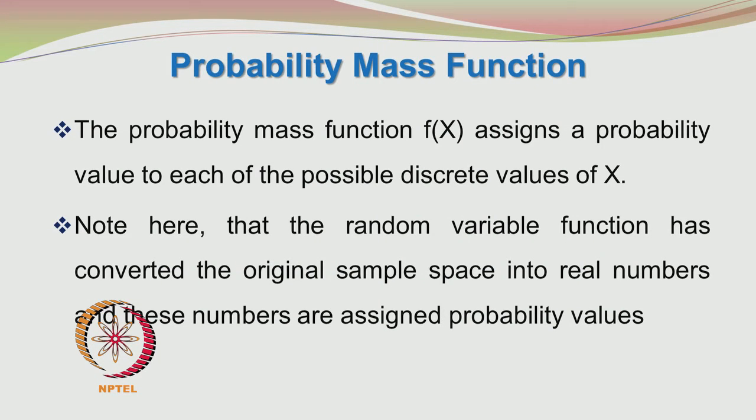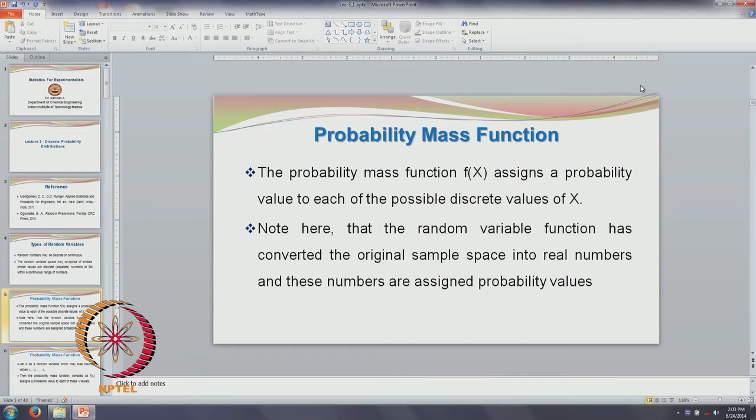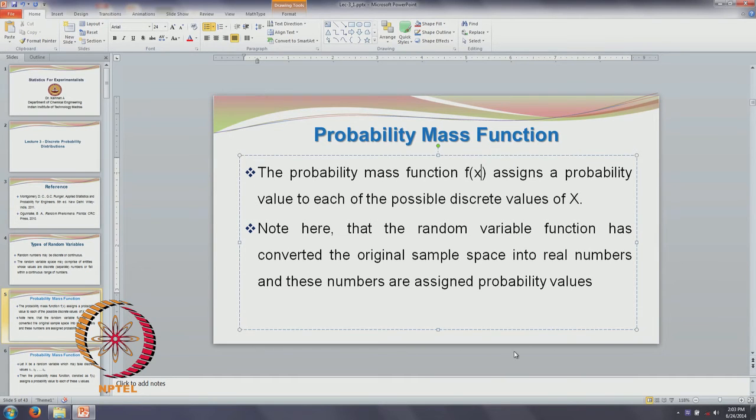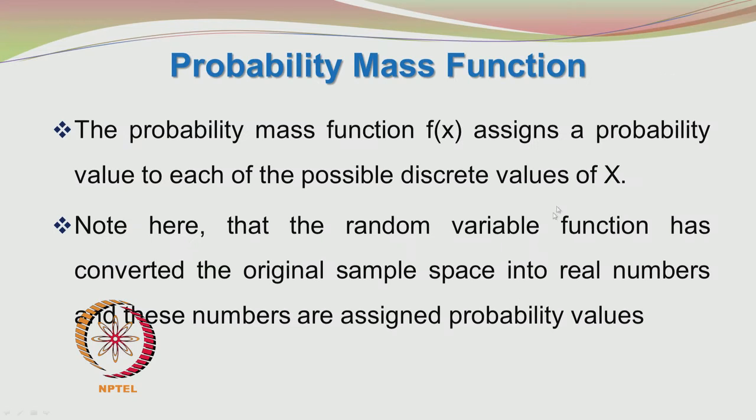So we are going to talk about a very interesting function, the probability mass function. The probability mass function f of x assigns a probability value to each of the discrete values of x. There is a typo here which I am correcting. Earlier it was f of capital X, now it has been changed to f of small x.